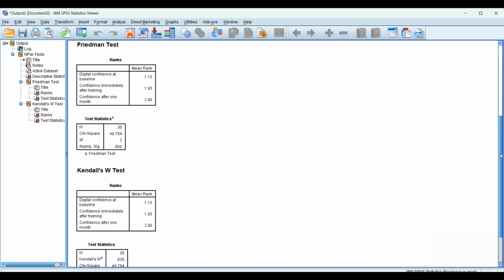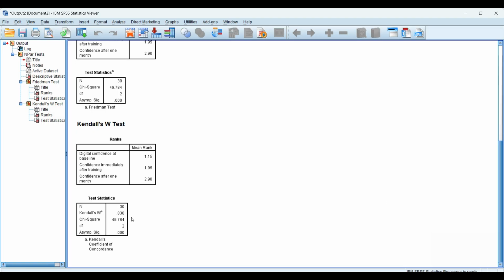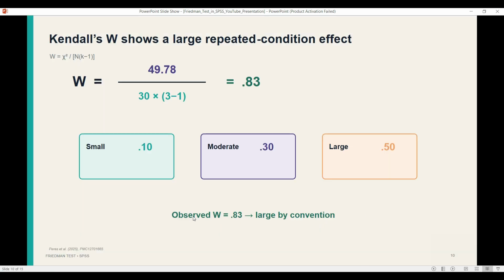We also see the findings from Kendall's W. You can also see the mean values at baseline, immediately after training, and after 1 month. There is also a significant improvement from baseline to after 1 month. The Kendall W is 0.83, as you can see, we have already calculated this. The observed power is 0.83. This indicates a very large improvement among employees from baseline to after 1 month.